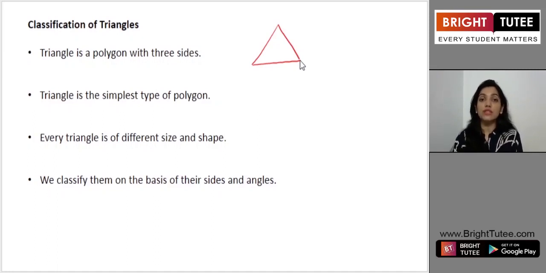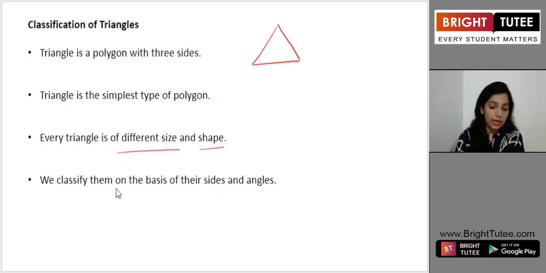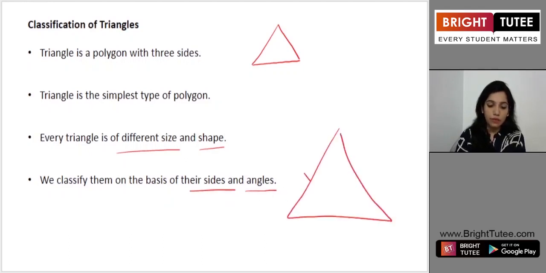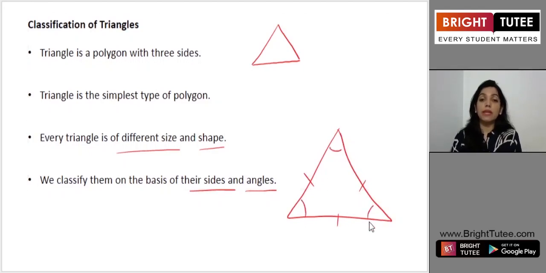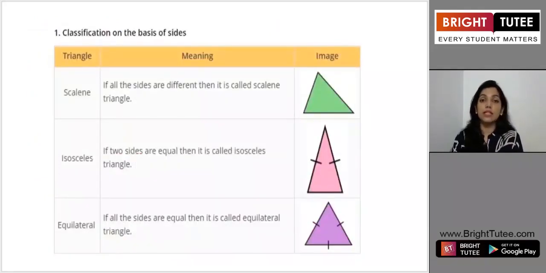Every triangle is of a different size or shape, so you can make different types of triangles depending upon the sizes and shapes. We classify them on the basis of their sides and angles. As you can see, in a triangle we have these three sides and these three angles. Depending upon these, we will now learn about the classification of triangles. Starting with the classification of triangles based on sides.